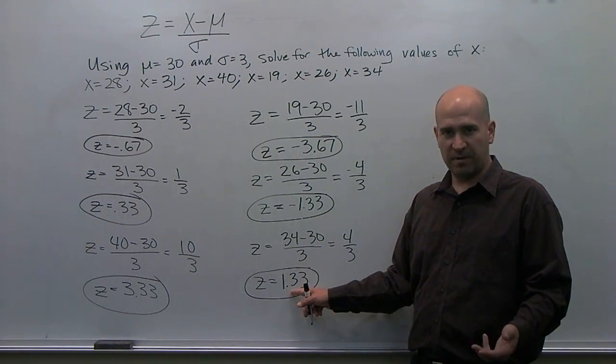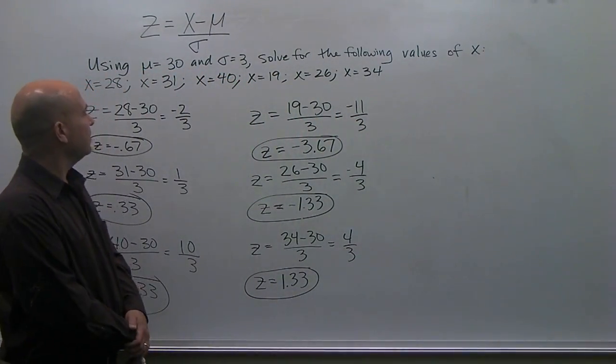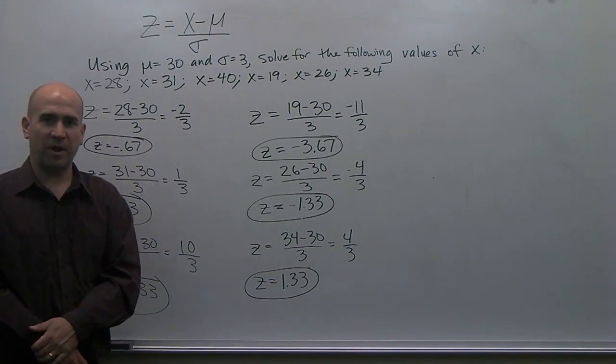And then finally, a score of 34 resulted in a z of 1.33, indicating that that score is 1.33 standard deviations above the mean. This concludes the example of solving for z-scores for a variety of x's.